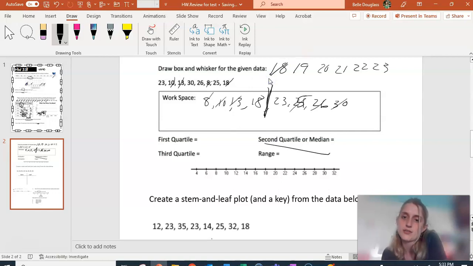and keep crossing things off. Not this one, not that one, not this one, not that one. What's in the middle of 20 and 21? 20 and a half. 20 and a half.